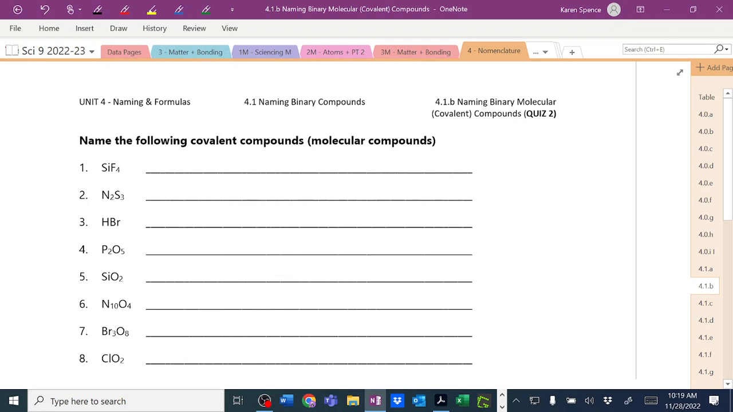Sunny. We only drop A's in front of oxide, not in front of anything else. Okay, so it is iodide. Yeah, but you're good.